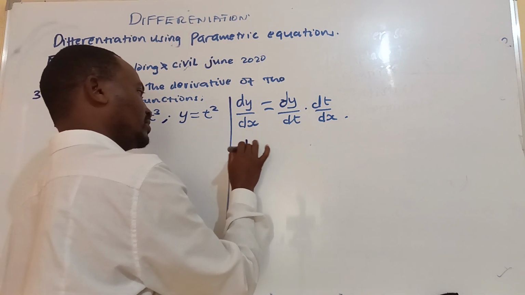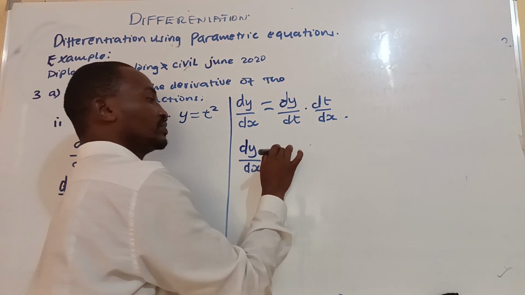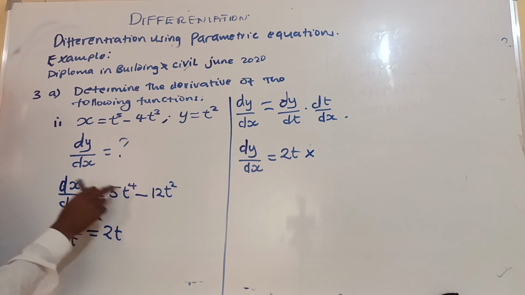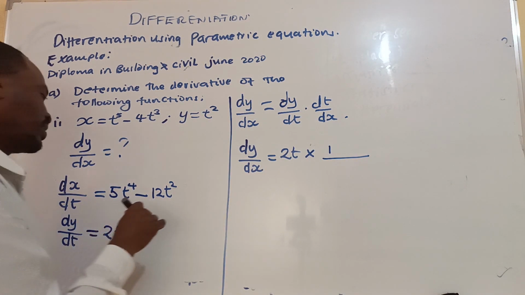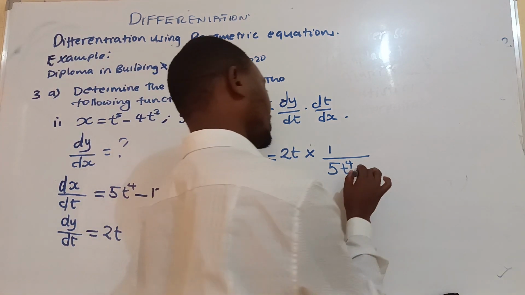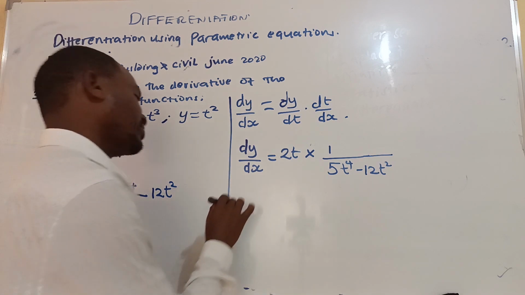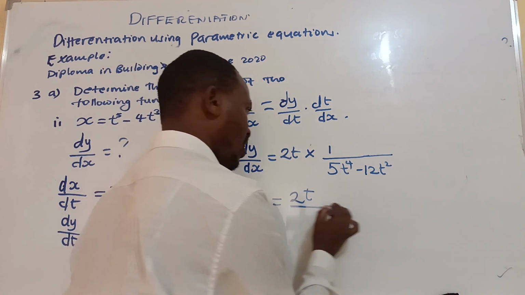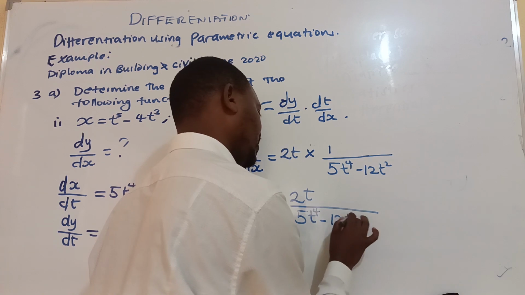So dy/dx will be equal to dy/dt, which is 2t, times dt/dx. dt/dx is the reciprocal of dx/dt, so it will be times 1 over 5t to the power 4 minus 12t squared. So dy/dx is equal to 2t all over 5t to the power 4 minus 12t squared.